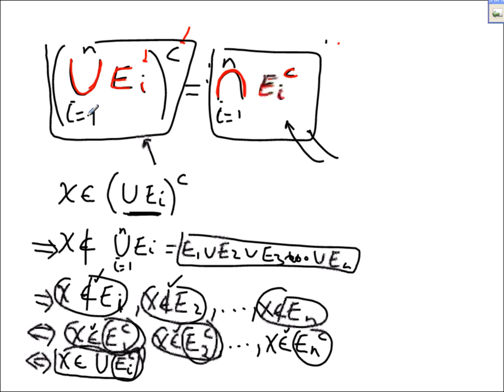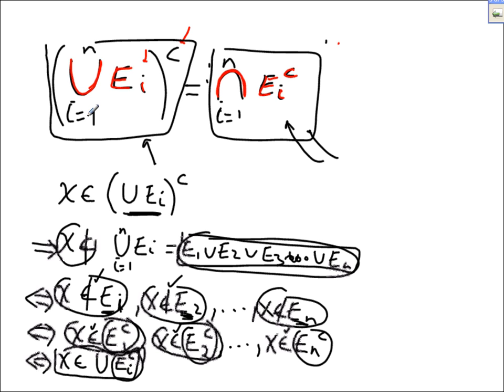Okay. Now, if X isn't in this set, and X isn't in this set, and X isn't in that set, well then X is not in the union of those sets. So the implication continues up.